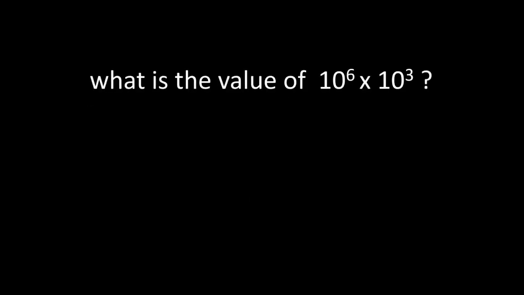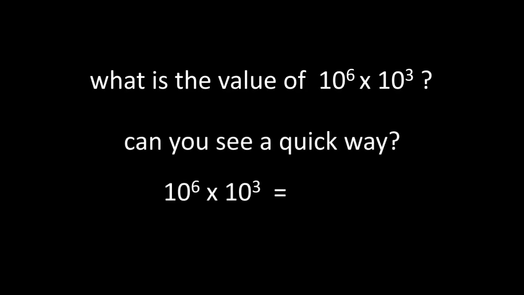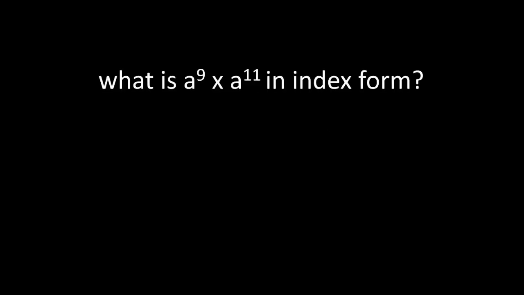Okay, so what's the value of 10 to the power 6 times 10 to the power 3? Well, we've got the same number, so we just write down 10, and the power is 6 add 3, which is 9. Okay, so let's extend this from numbers to letters. Now what is a to the power 9 times a to the power of 11? Well, we've got the same letter, so we're just going to write down a, and we add the indices. A to the power of 20.